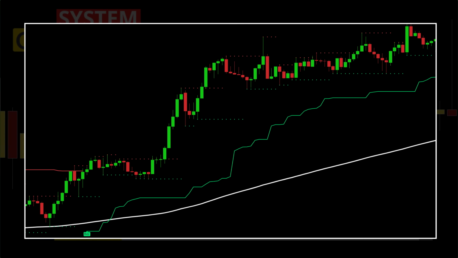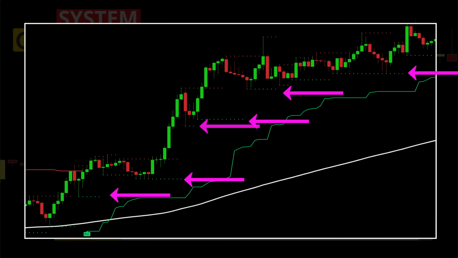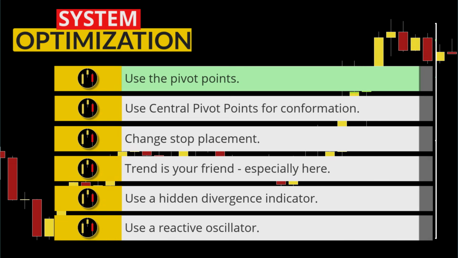First, you can use the pivot levels from the pivot point supertrend as places where you can take profits or move your stop to break even. These levels can be used as areas of interest to get into, out of, and protect a position.